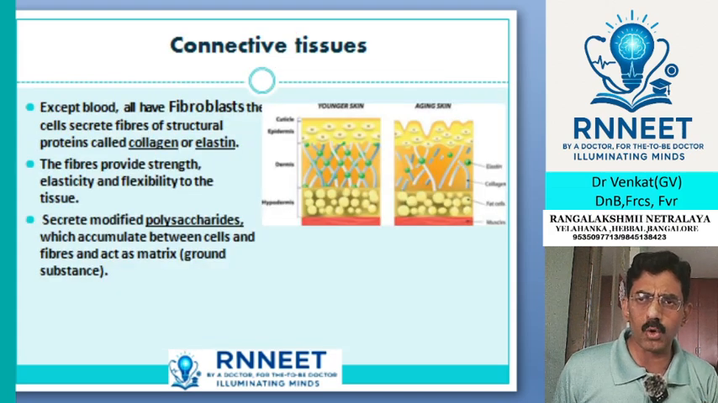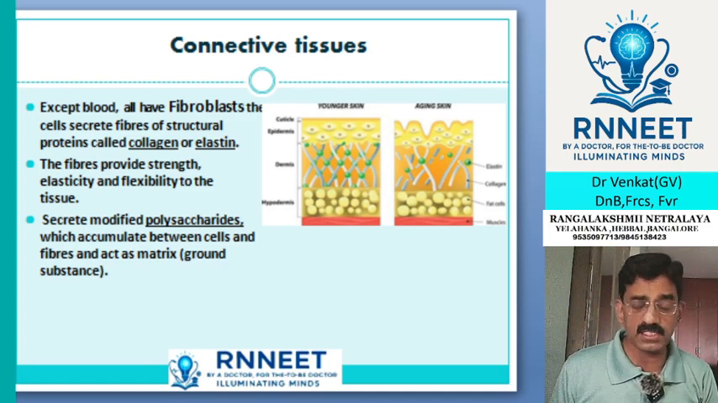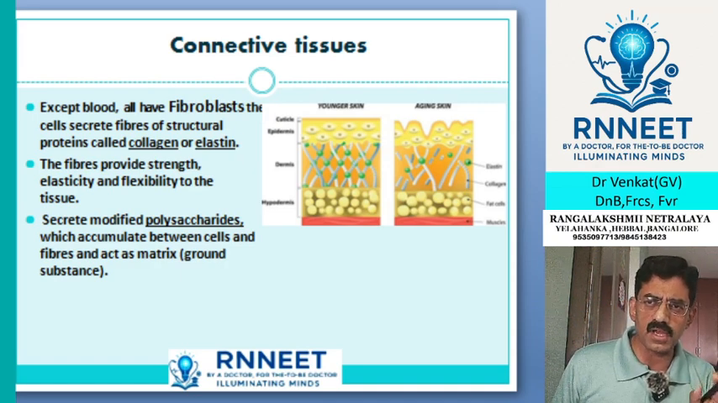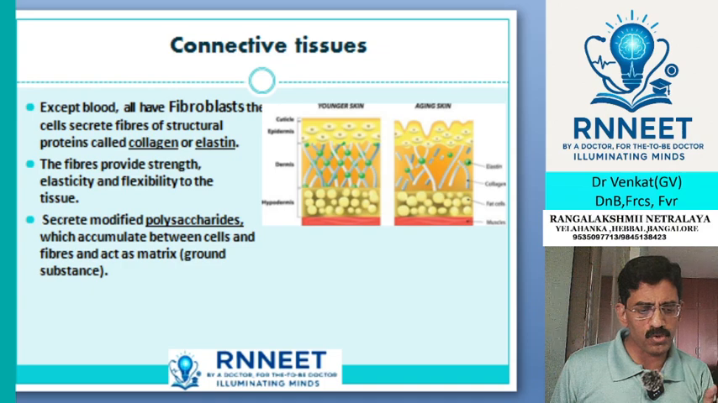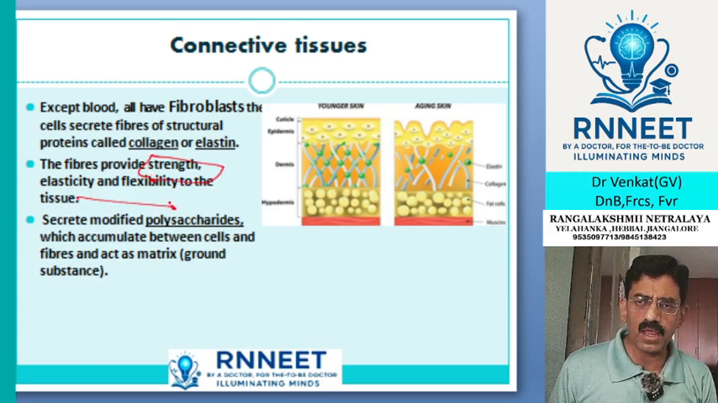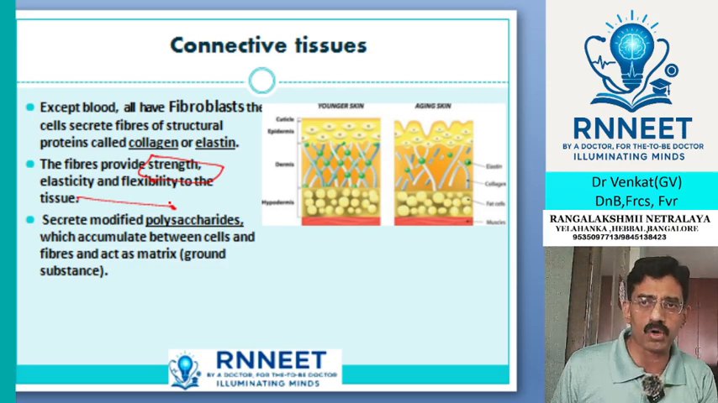Now, very important to note this, that connective tissue except blood, all of them have got fibroblasts. What are they? These secrete fibers. Mainly two types of fibers are formed, collagen and elastin. The fibers provide strength and elasticity and flexibility. You want some amount of flexibility, some amount of elasticity.